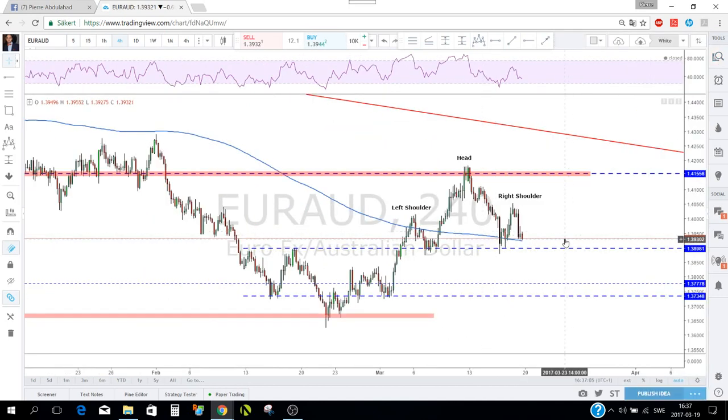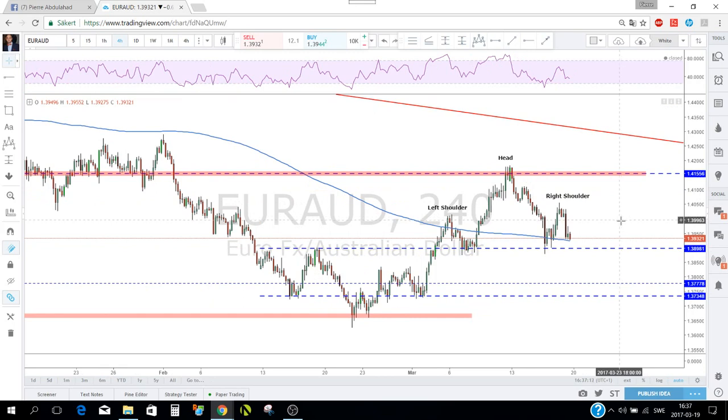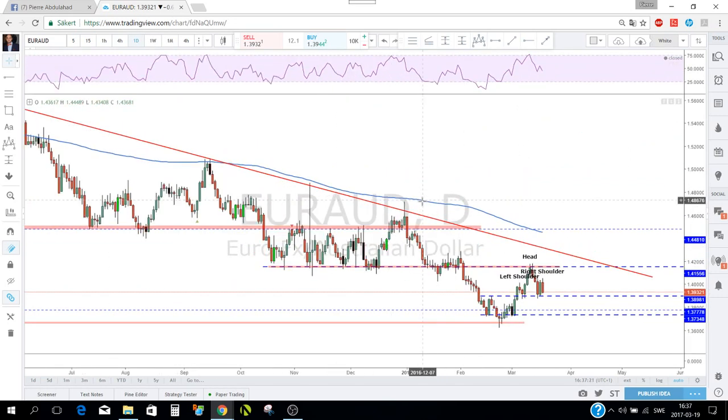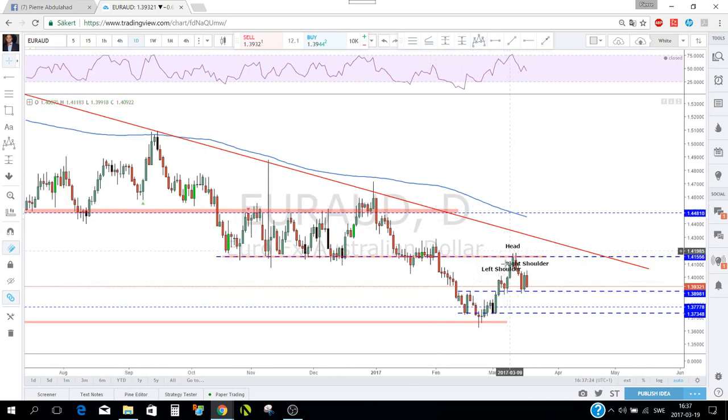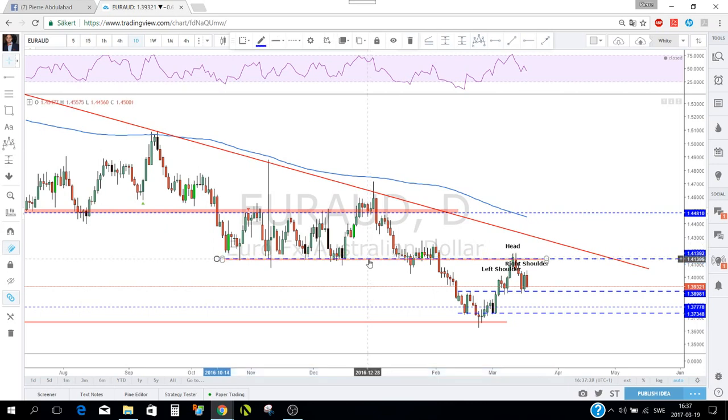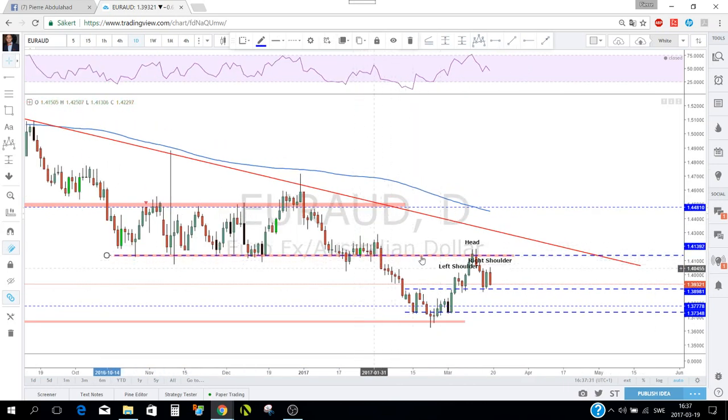That's it. Then we have the Euro Aussie. The Euro Aussie is in love with Head and Shoulders these days. As you see, we had this Head and Shoulders down here, and now we have another Head and Shoulders. We've been talking about it last week. I said that this structure up here is a trouble area for this pair, and we may see a bounce to the downside, and that's exactly what happened.